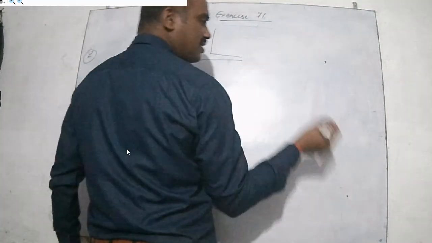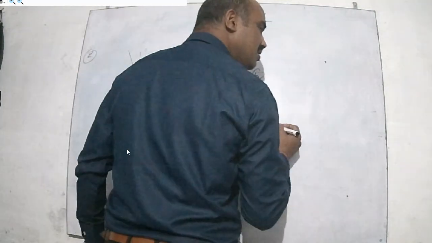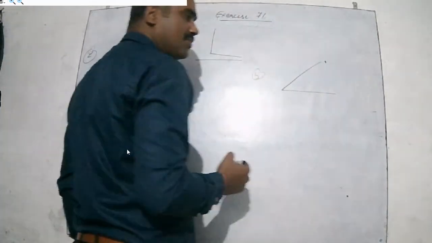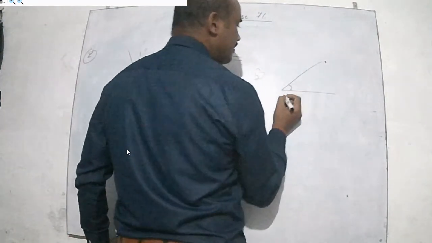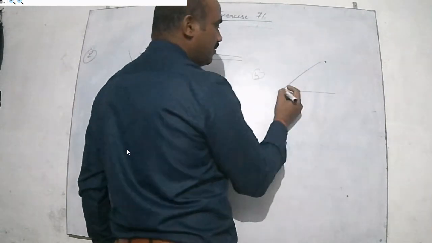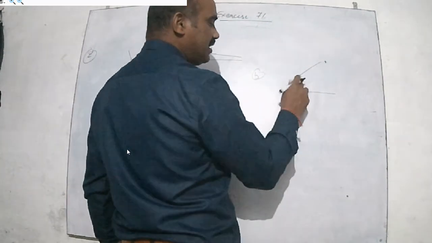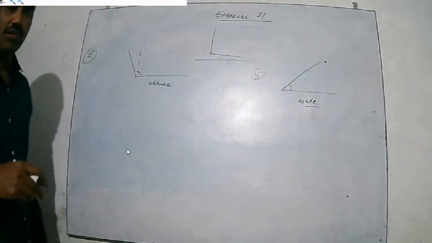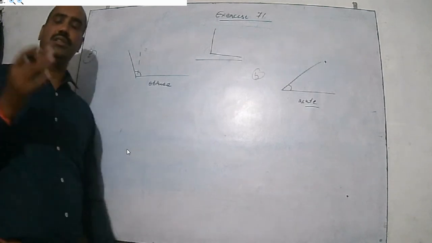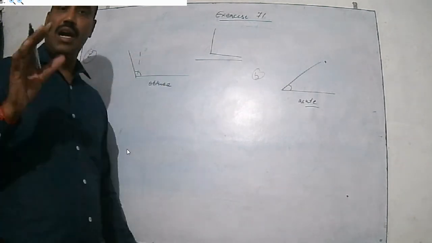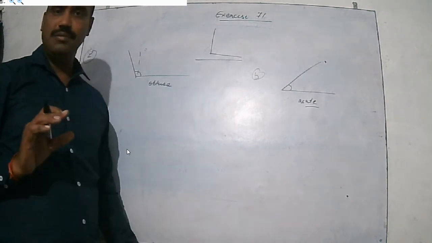Now next in B part you see this type of structure is there. Here it is less than 90 but more than 0. This is our baseline. So it is acute. So in this way you have to find out which one is acute, which one is right angle, which one is obtuse. You have to measure it and do it. Clear?